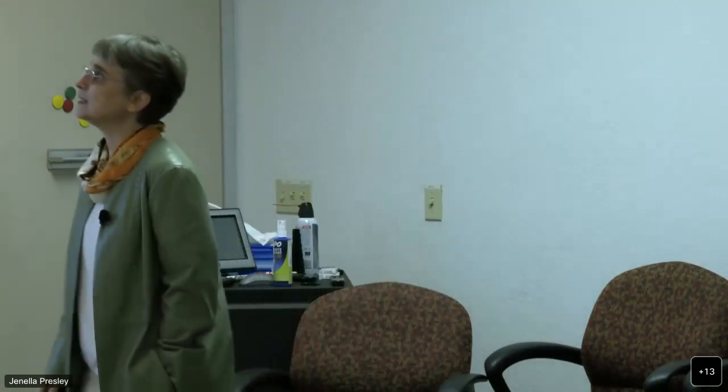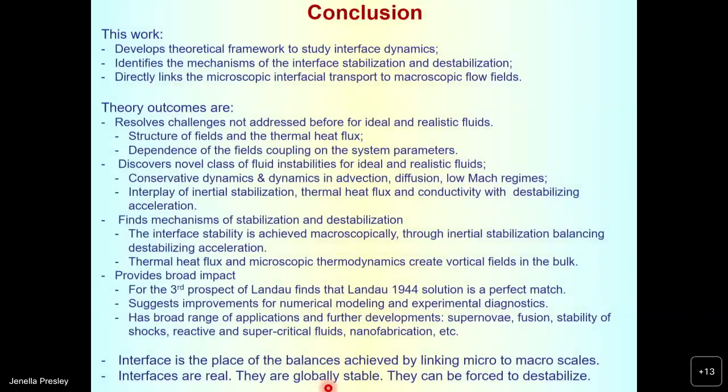I would like to mention that our outcomes are that we resolve challenges that have not been addressed before, specifically defining the structure of flow fields, connecting them to the thermal heat flux, and finding the dependence of the system fields coupling on the system parameters. And this is quite an important thing, because quite often it's challenging to quantify the interfacial transport. Quite often we do not even know what the interfacial transport is and where the interface is, because if you look at it from the far field, we cannot measure or diagnose it at a very small aperture.